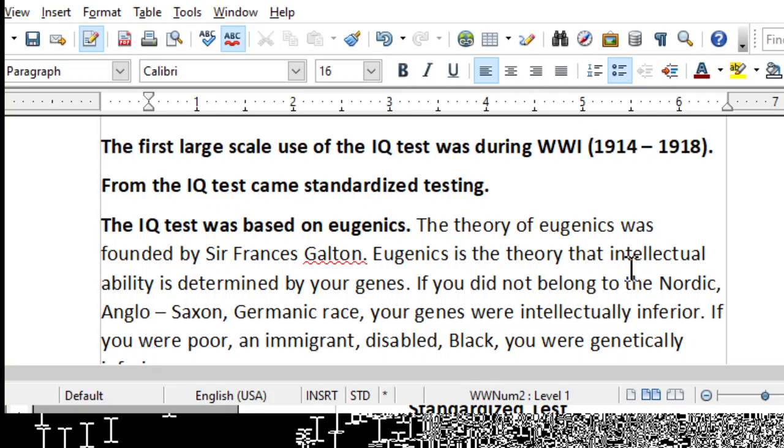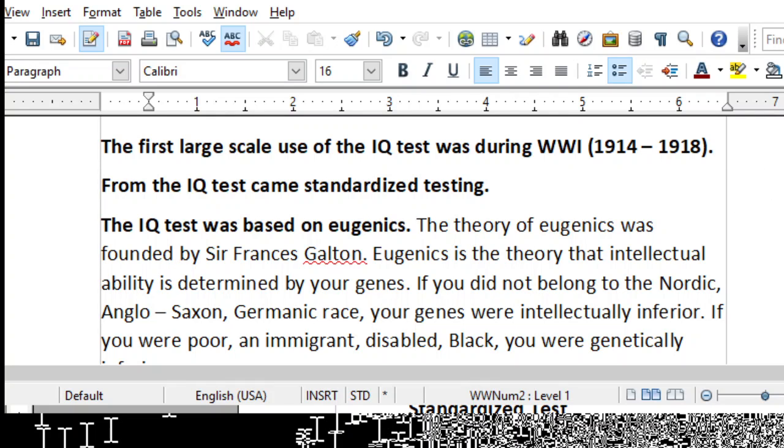The reason we have standardized tests such as the PSAT is because of IQ tests. An IQ test tests your level of intelligence. The first large-scale IQ test ever given in America was during World War I. If you wanted to enlist in the Army, they had you take an IQ test to see if you were smart enough, mentally prepared to be a soldier. So from the IQ test, we now have standardized testing.